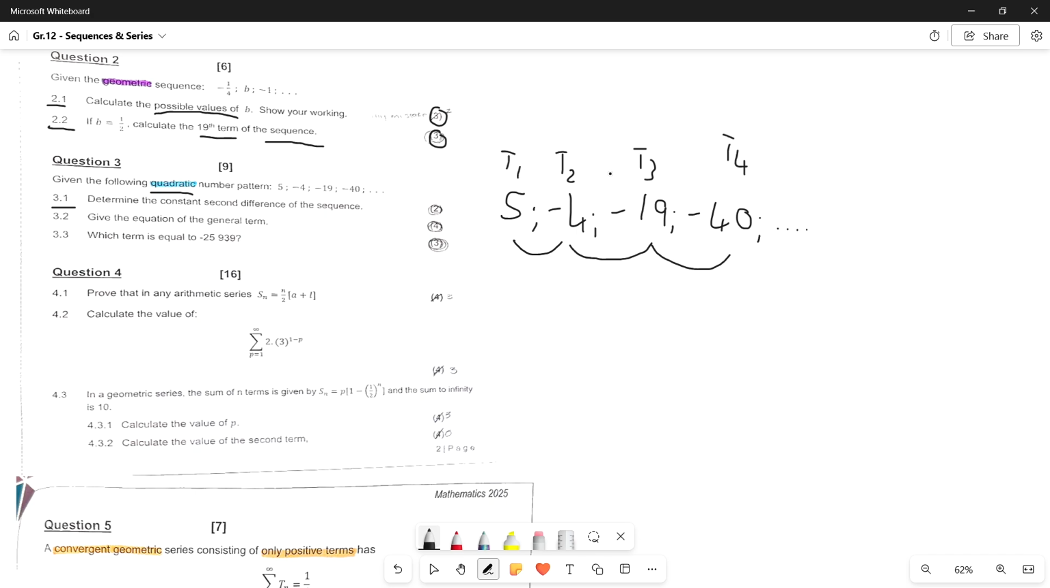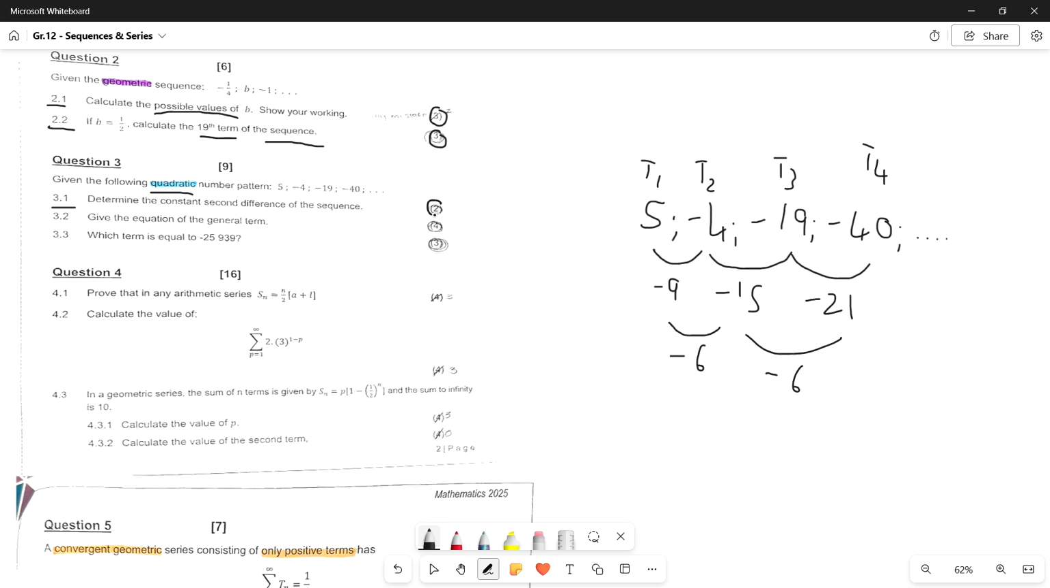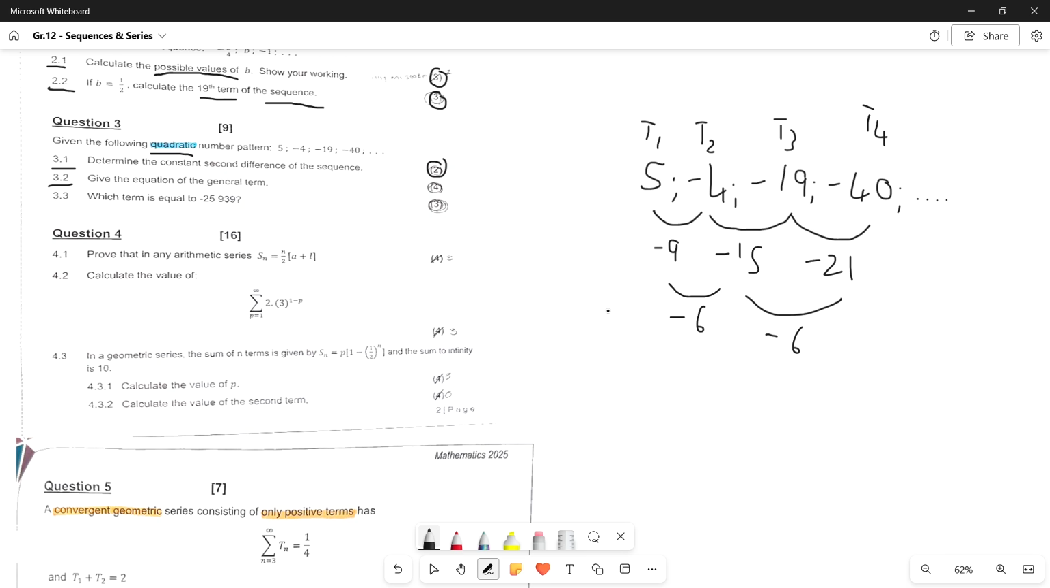So we have t1, 2, 3, and 4, and going from 5 to -4, we have -9 over there. But then from -4 to -19, we have -15 over there. And then from -19 to -40, we have -21 over there. And then our second difference that we're working out here for 3.1 is -6, and then -6 again. And if we got a second difference that was not the same, it means we added things up incorrectly over here. But this question just earned us 2 marks and helped us set up the usual setup that we want going forward for the next questions, because then 3.2 says give the equation of the general term.